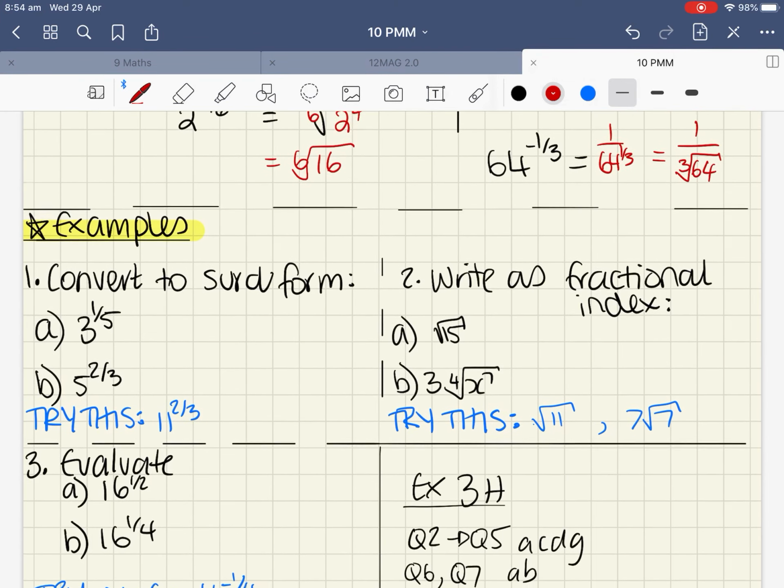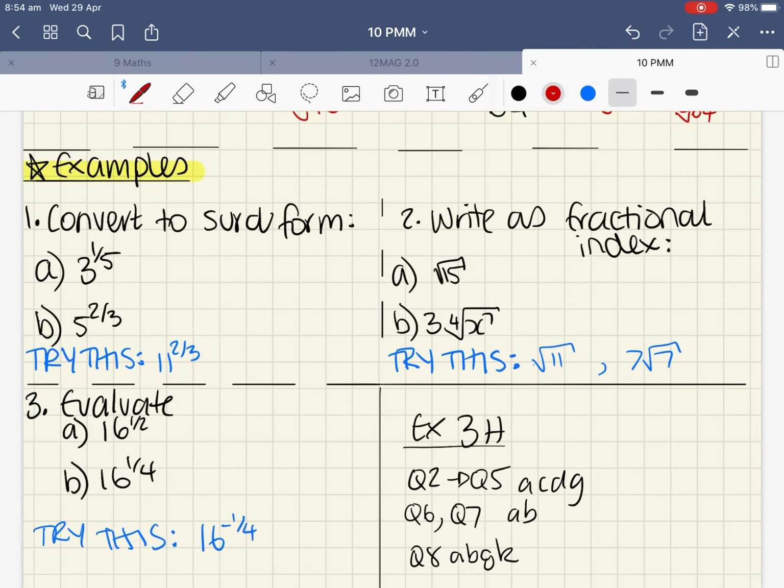Now let's get stuck into some other examples as well, because there's a lot of different ways that we can be asked to convert to surd form right as a fractional index. And then we're also going to talk about evaluation, and that means without a calculator. So let's have a look here. We've got 2 that I want us to convert to surd form. If you want to pause this and have a go at these guys now, please do.